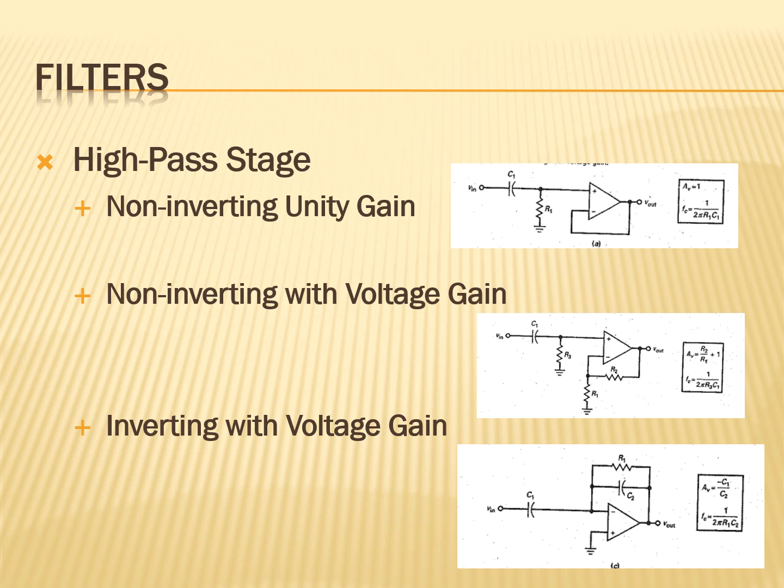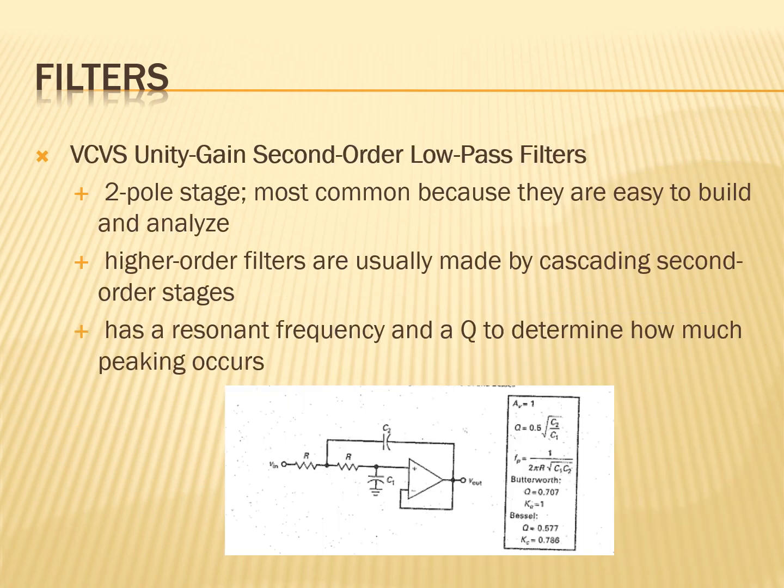However, for band pass and band stop, we really need at least more than 2 poles. Okay, so we have here VCVS, voltage controlled voltage source, unity gain second order low pass filters. If we need 2 low pass filters, this is still a low pass filter, however we have a 2-pole stage. This is most common because they are easy to build and analyze. Higher order filters are usually made by cascading second order stages.